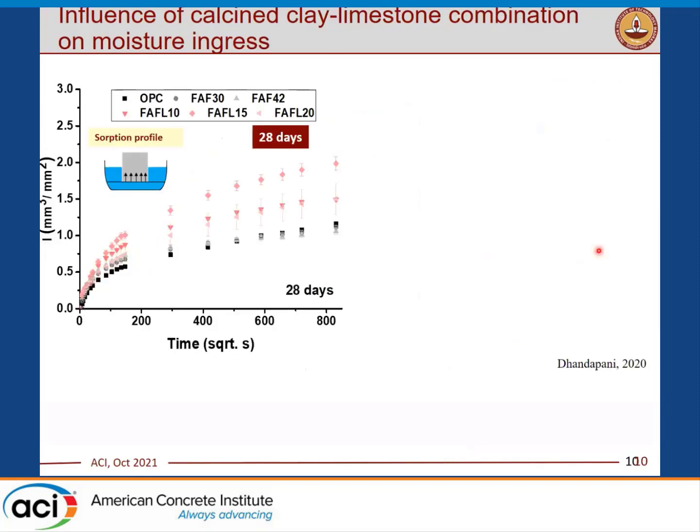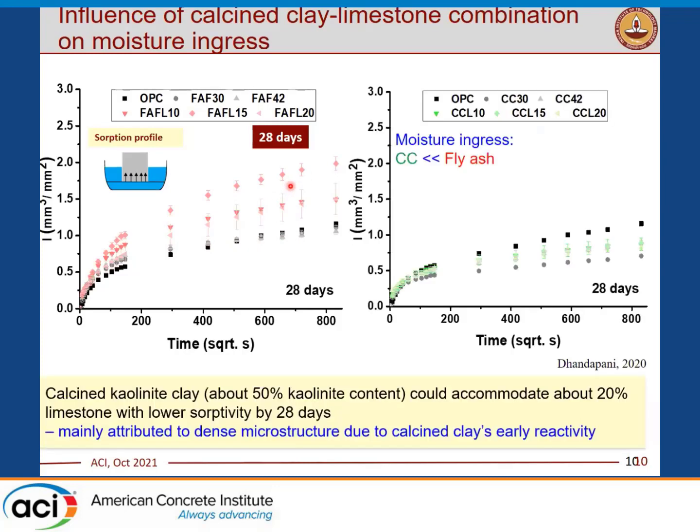When we try to look at transport performance, this is for fly ash and fly ash-limestone combination. The binary systems have a lower moisture ingress profile and absorption rate compared to the ternary systems with limestone, which have a higher absorption due to the dilution from limestone addition. In the case of calcined clay, due to the dense microstructure that's formed in the system, both binary and ternary systems, even the ones containing up to 20% limestone, have lower sorptivity profiles. This is mainly due to the early development of microstructure that was captured in the previous approach using formation factor, as I presented.